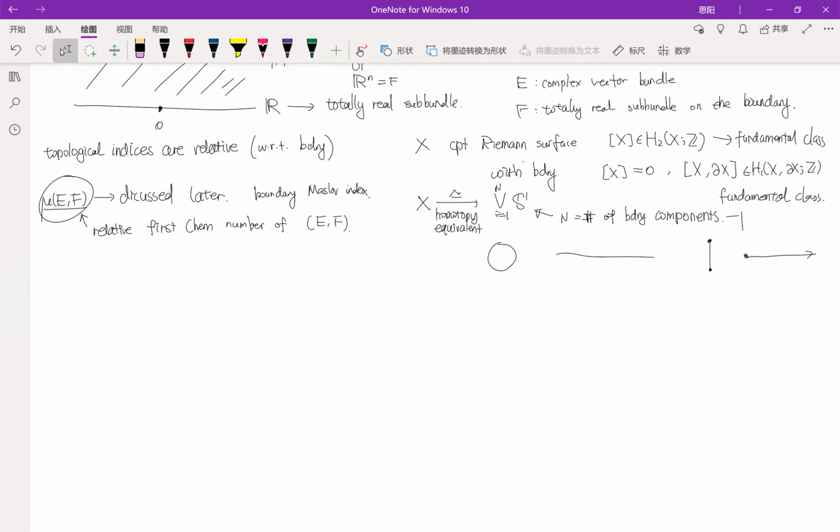So next, let's give some motivations of why we want to give such a generalization of the Riemann-Roch theorem to the case with boundaries. This comes from Floer theory and also pseudo-holomorphic curves.